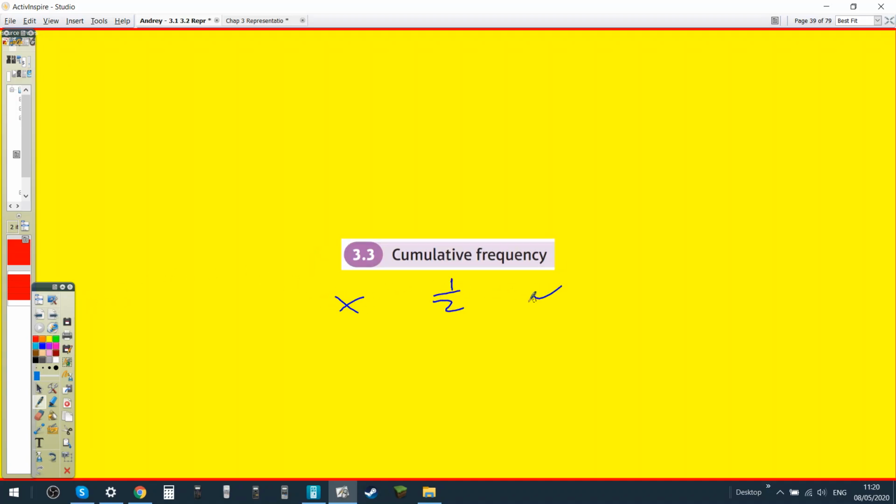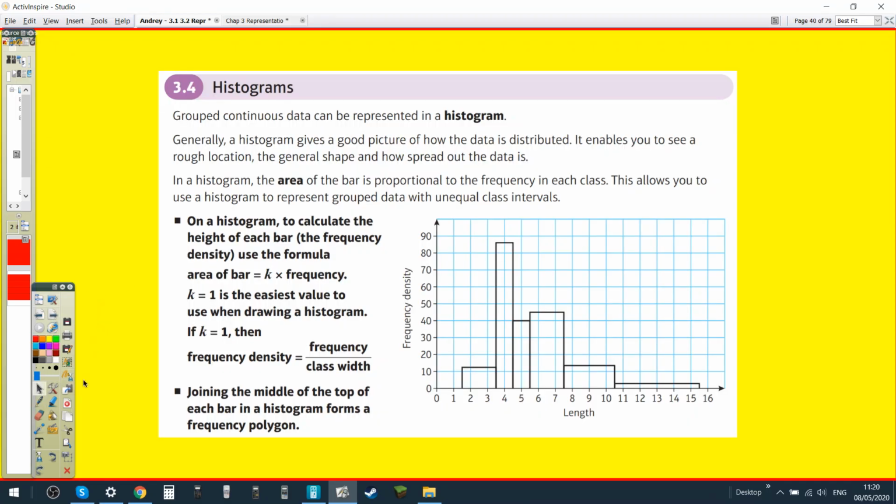Cumulative frequency. I think it's okay, cumulative frequency is all right. I thought it'd be harder.